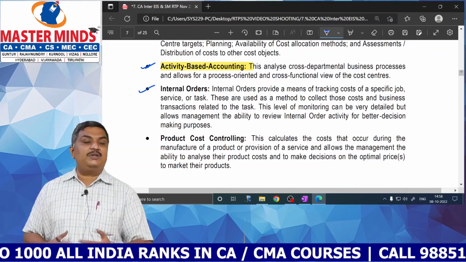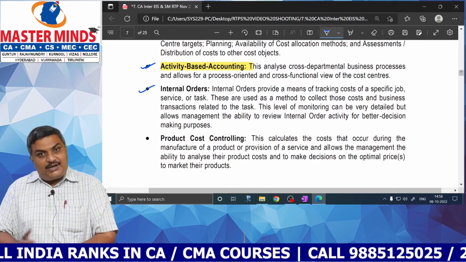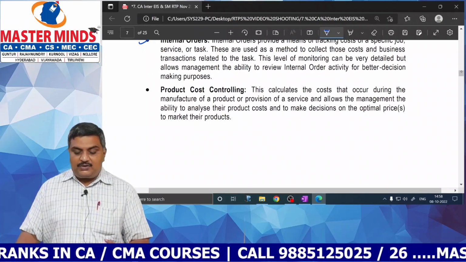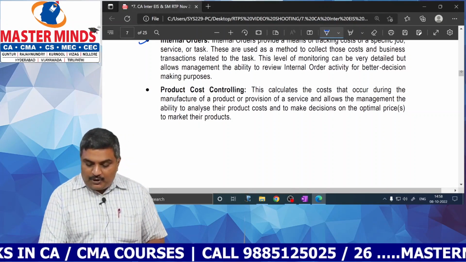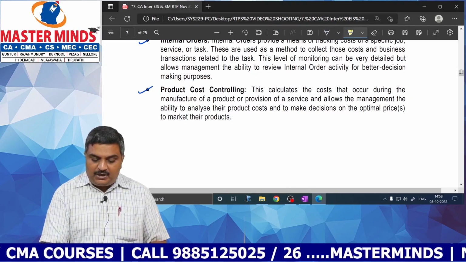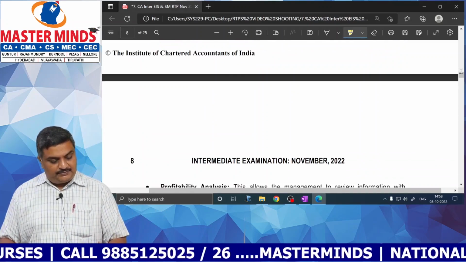For example, there was a sales order. So how much cost you incur to execute that sales order? That you need to ascertain. And product cost controlling. So product cost controlling means what? What will be the product cost and what will be the optimal thing? These all things you need to find out.